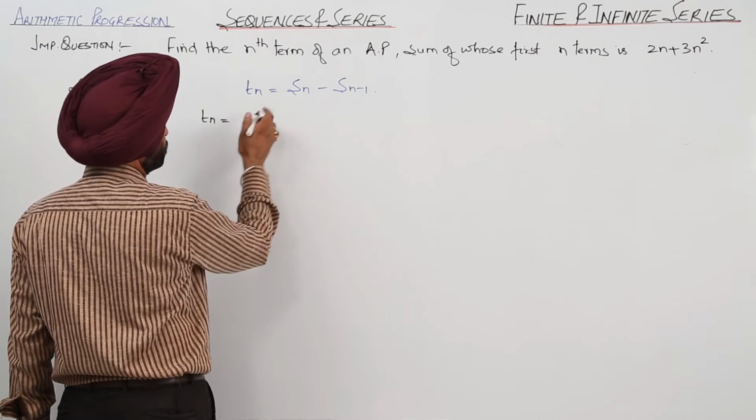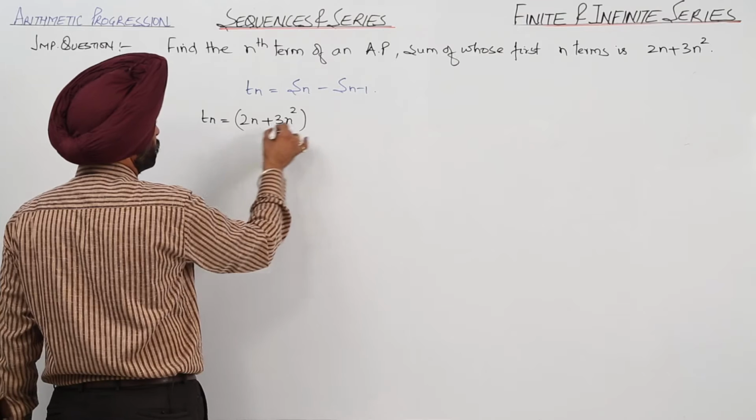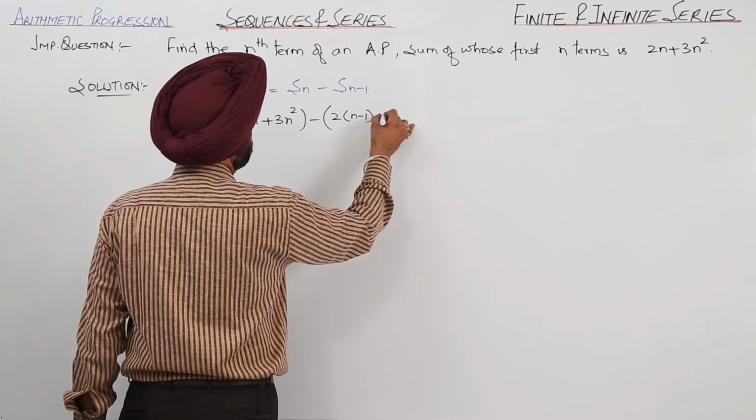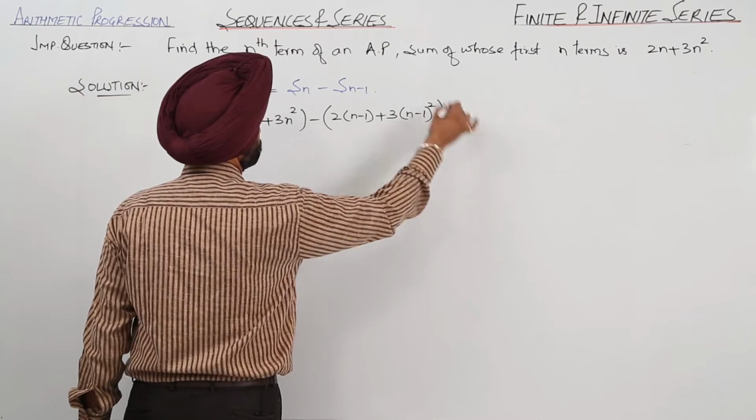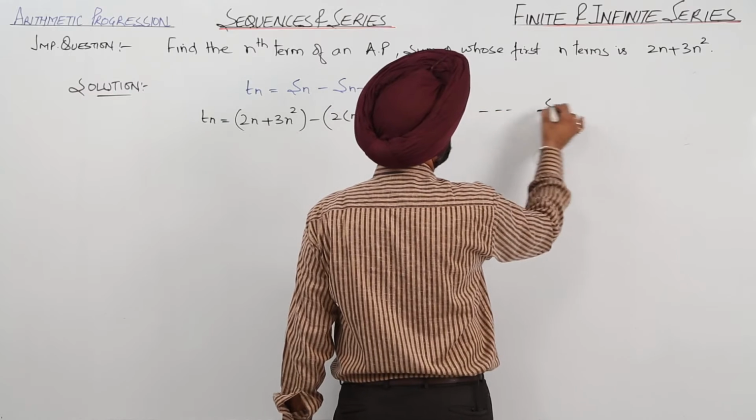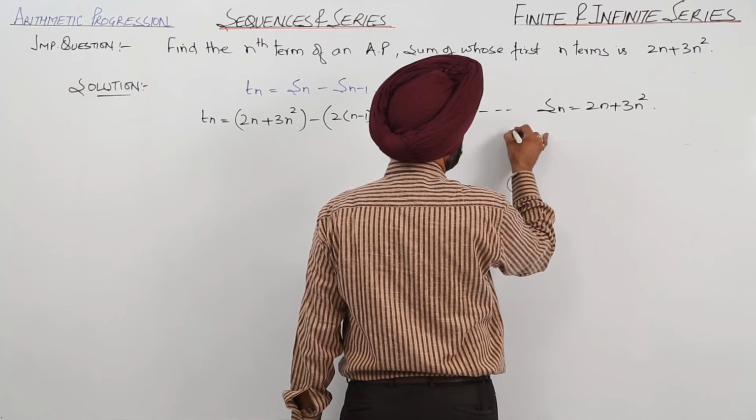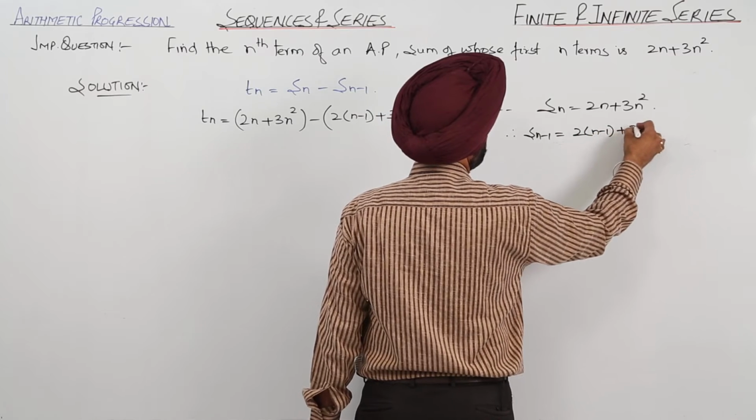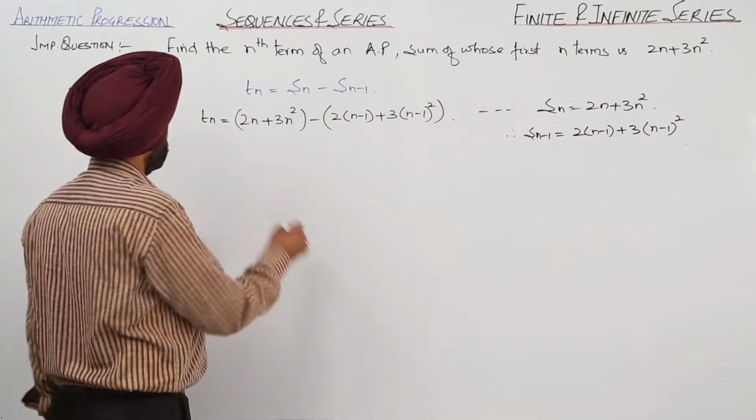Now for Sn it is given 2n plus 3n square, negative of twice of n minus 1 plus 3 times n minus 1 whole square. This is the thing, okay? Or you can write Sn is equal to 2n plus 3n square. Therefore Sn minus 1 is equal to twice of n minus 1 plus 3 times n minus 1 whole square. Okay, so now let's solve it.